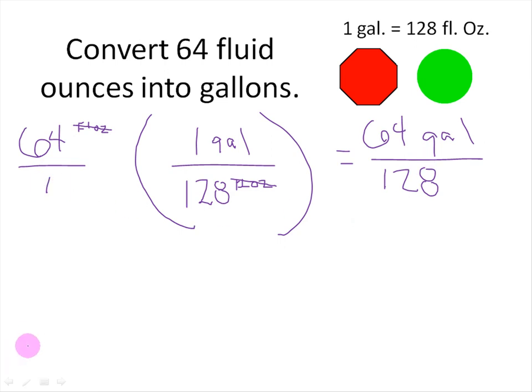Now, that could be rewritten as 64 over 128 gallons. And if you do the top in, bottom out on this, you would come up with it's exactly 1/2 of a gallon.